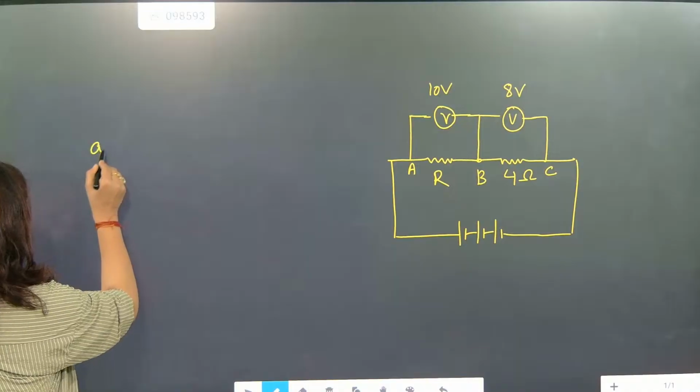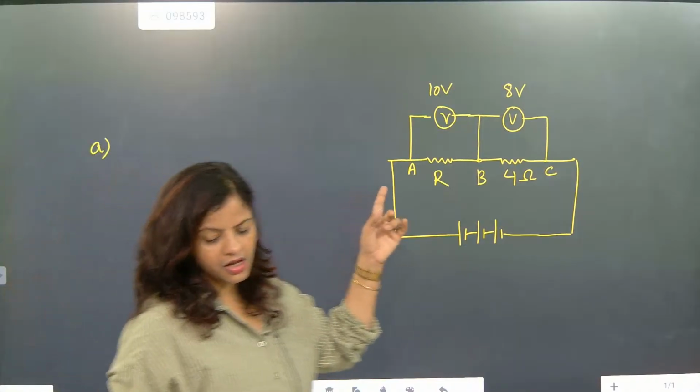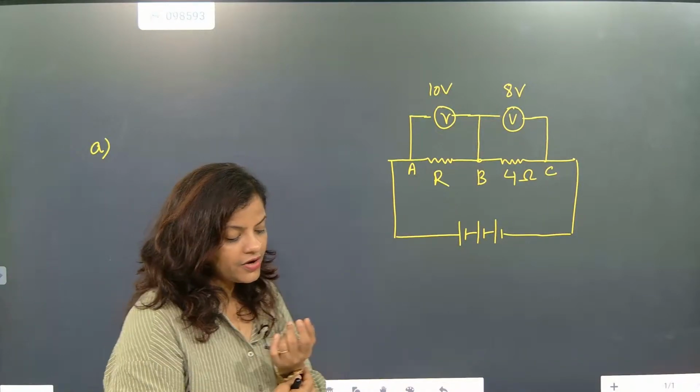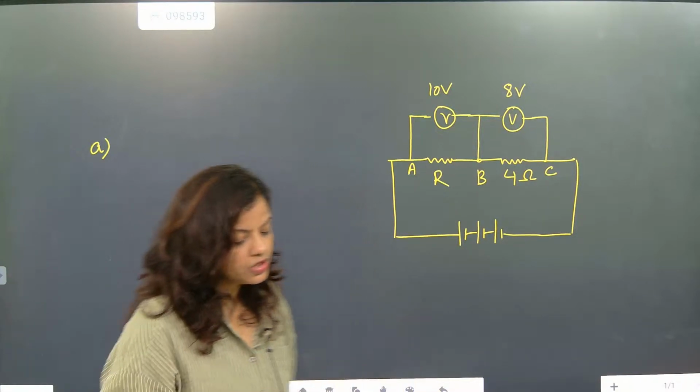Now, what is the question? The first part of the question is, you need to read the circuit, and after that you have to start writing the answer. First, the current through the resistance R.